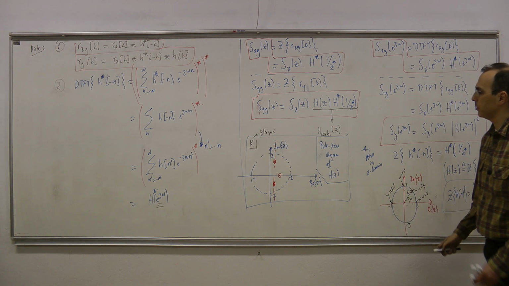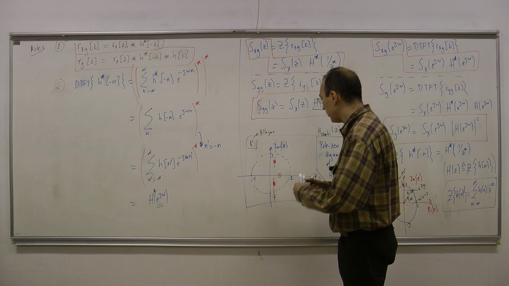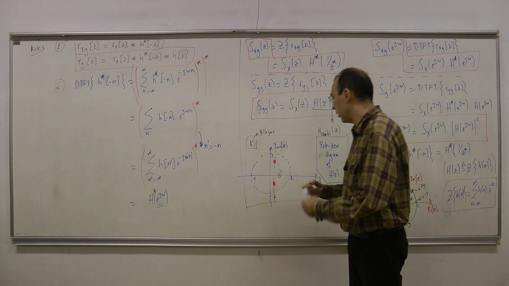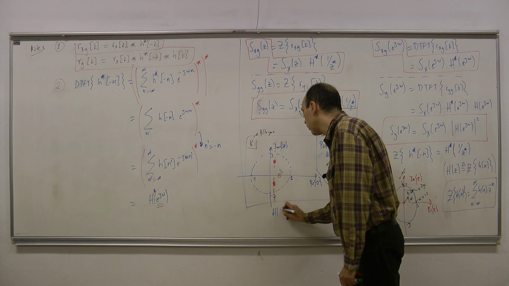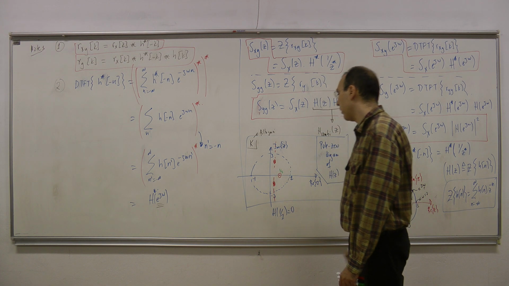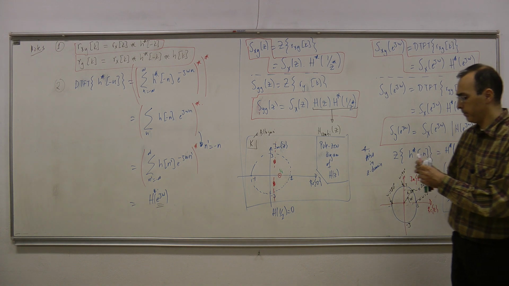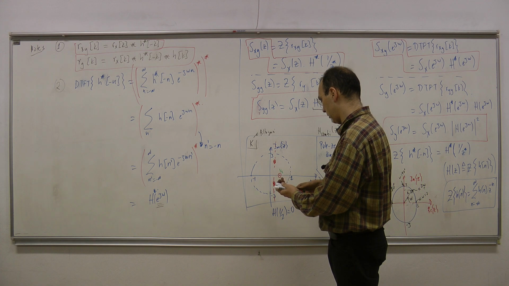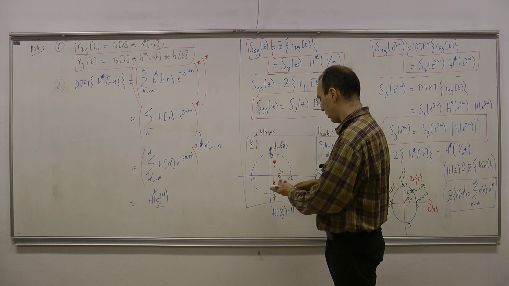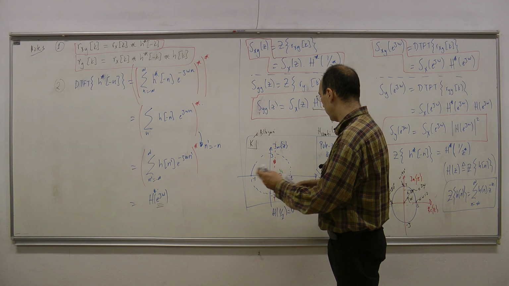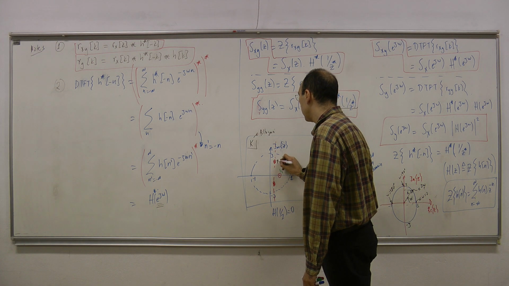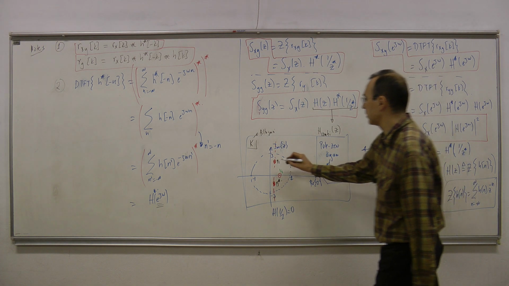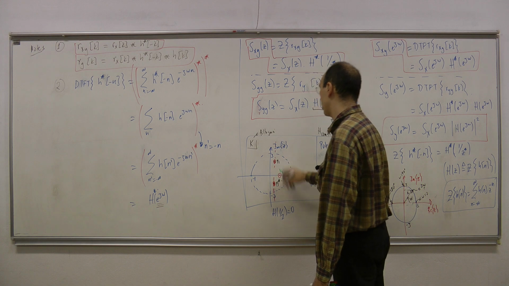Let's think about this. For example, if this is at 1 over 2, what do I see from this diagram? H of 1 over 2 is equal to 0. Am I right? Because this is the 0 definition. Let me see. This one, let's say this is P1. This is P1 conjugate. This point and the other is conjugate.